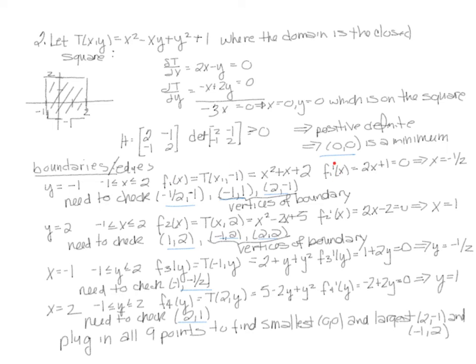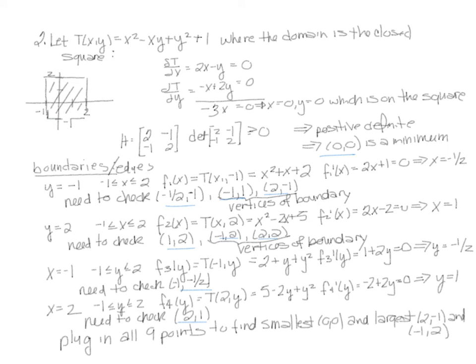I set the derivative, which is 2x plus 1, equal to 0, and I get x is equal to -1/2. Then I can plug back in. I already know my y, so I'm going to check x equals -1/2, y equals -1. In addition, I'm going to check these vertices here, because those are the endpoints of my y equals -1 boundary. So I'm going to check the (-1, -1) vertex and the (2, -1) vertex. Sort of like before when we had the sines and cosines and we checked the 0 and the 2 pi.